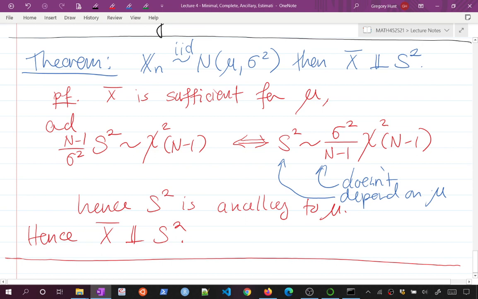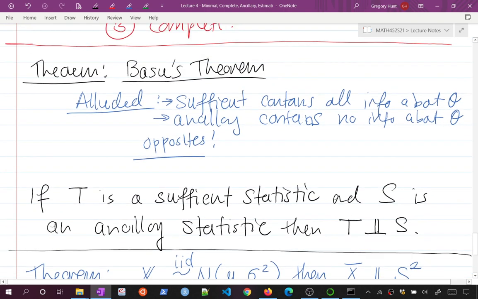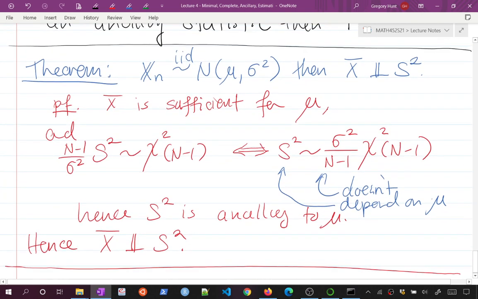X bar is independent of S squared. There are other ways to prove that theorem, but that is the nicest way, because you can basically do it in about 2 lines. The theorem is called Basu's Theorem, which says that sufficient statistics are independent of ancillary statistics. That can be used to show that x bar is independent of S squared.